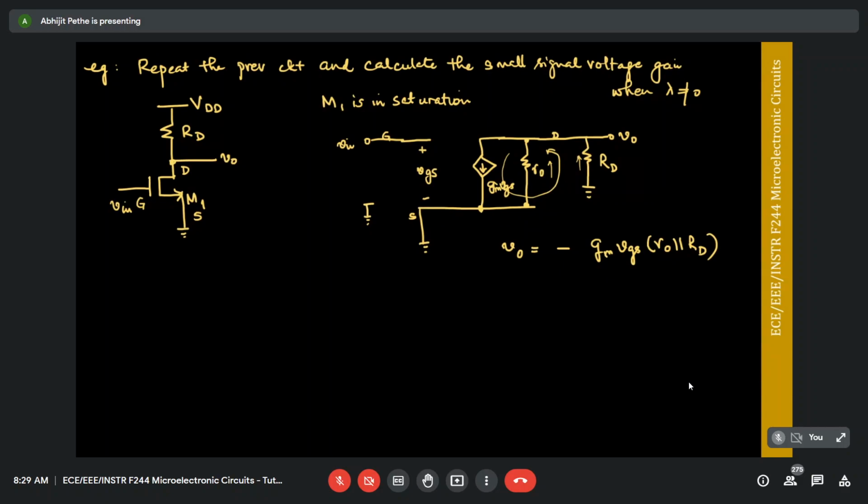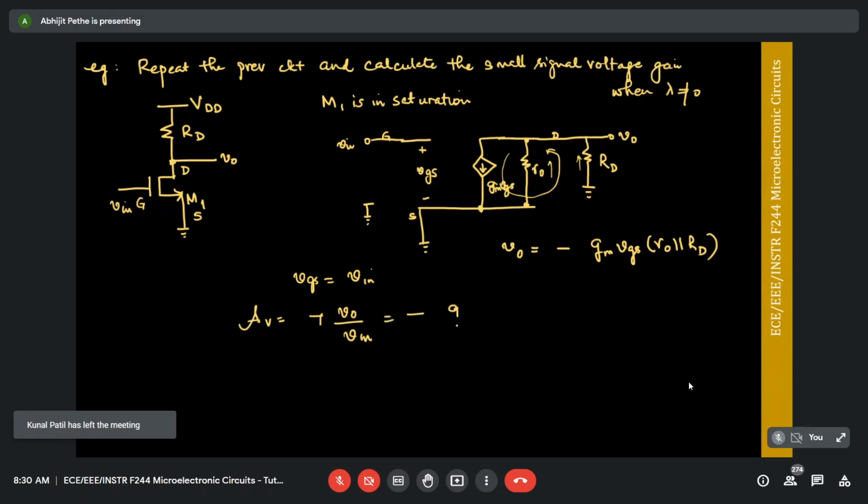Therefore, your V naught can be written as, again, minus, because the current is flowing from ground into V naught, GM VGS R naught parallel RD. We know that VGS is equal to Vin. So your gain is given by V naught by V in, which is minus GM R naught parallel RD. So if I have lambda, then my gain is GM R naught parallel RD. Now, is this gain going to be less than, equal to, or greater than the previous case?